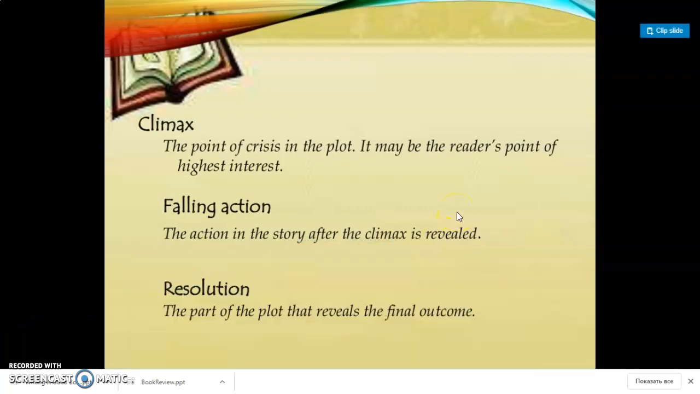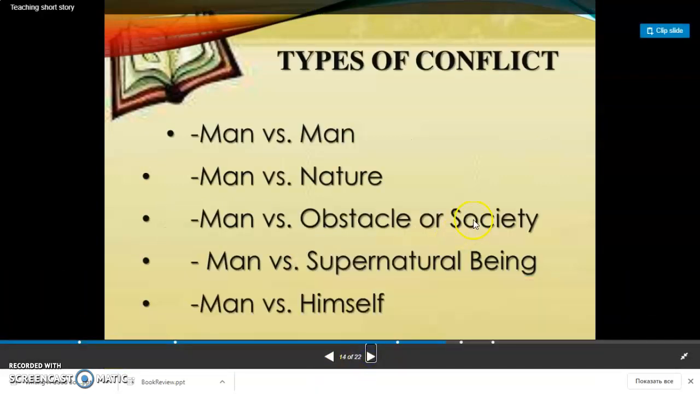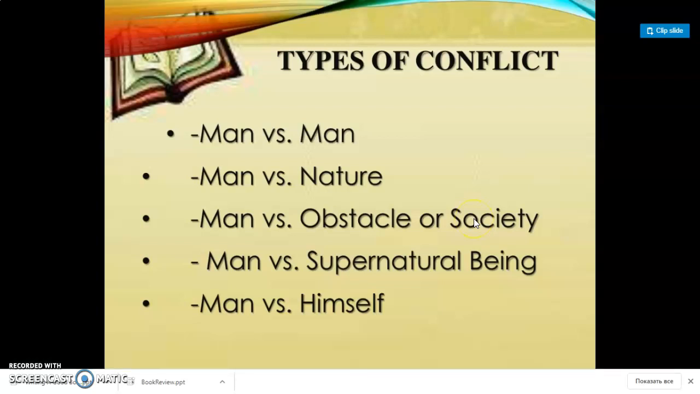Falling action, the action in the story after the climax is revealed, and then comes resolution, the part of the plot that reveals the final outcome. Types of conflict. In this part we can see opposing aspects. For example, man meets man, man with nature, man versus society, man with supernatural being, or man with himself.